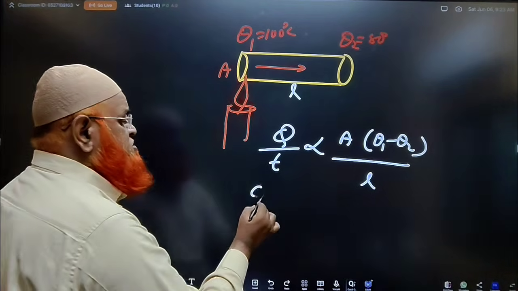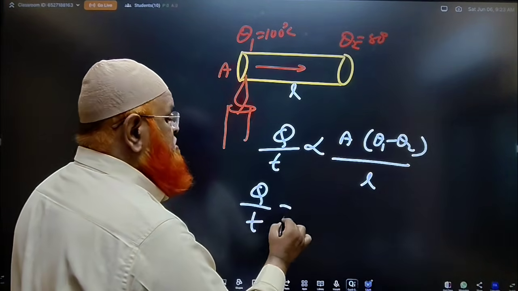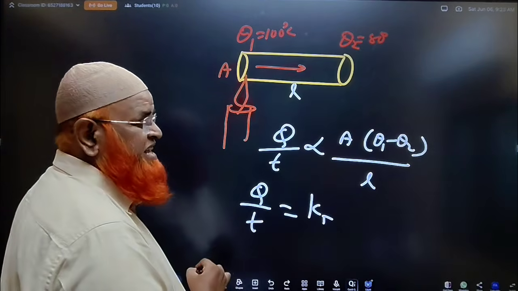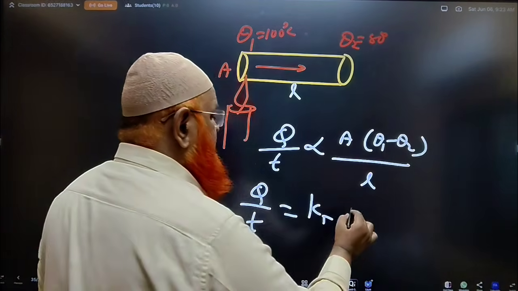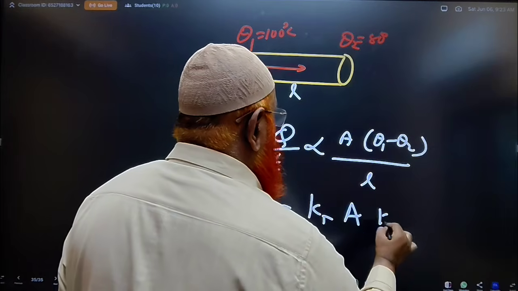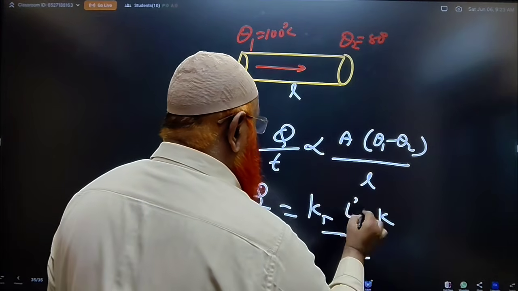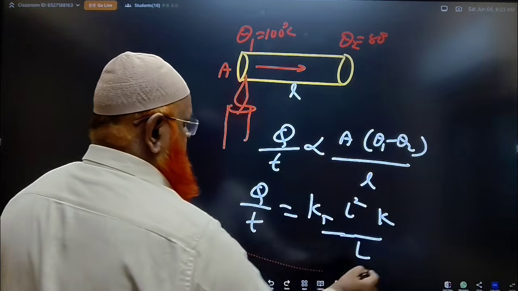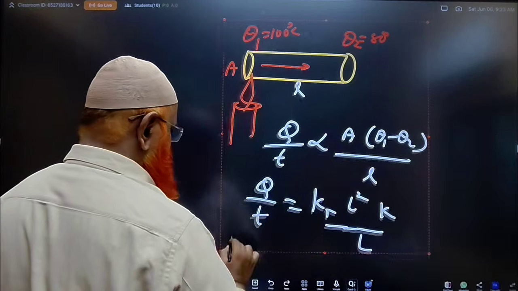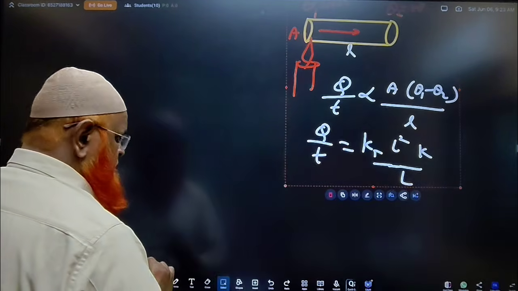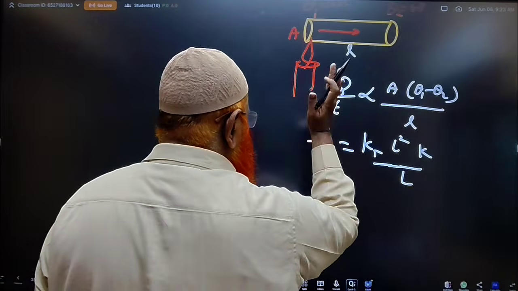So remove this proportionality and you will get thermal conductivity K_T. So theta means K, length means L, area means you can write it as L². Okay. Now here, quantity of heat energy.